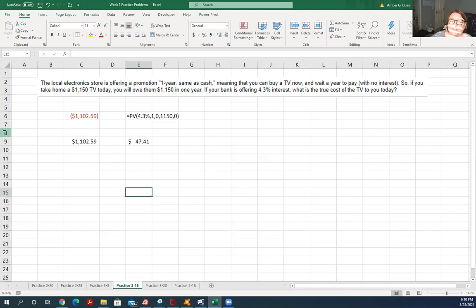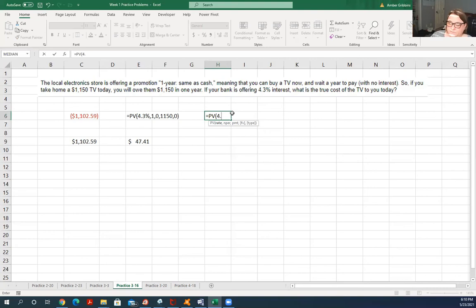So you may not know what that interest is, but in this scenario, they said that you could go to the bank and get 4.3% interest. What's the true cost of the TV to you today? So let's assume that they are back charging 4.3% interest. So we use the present value calculation. And that means you want to know what it's worth to you today if you have to wait until the end of the year.